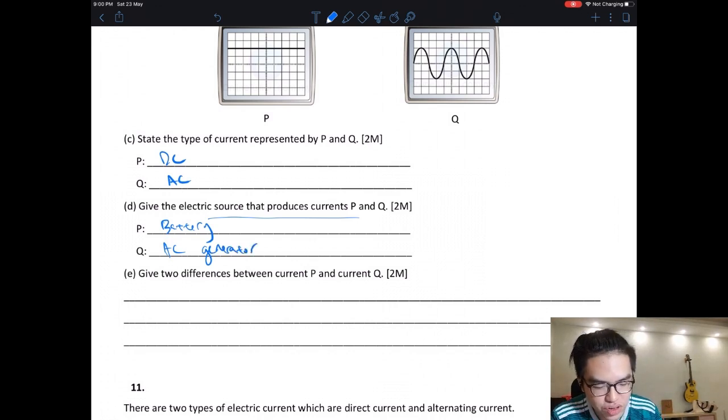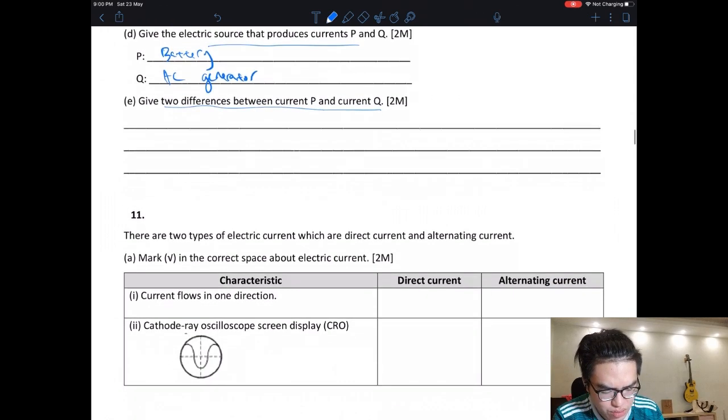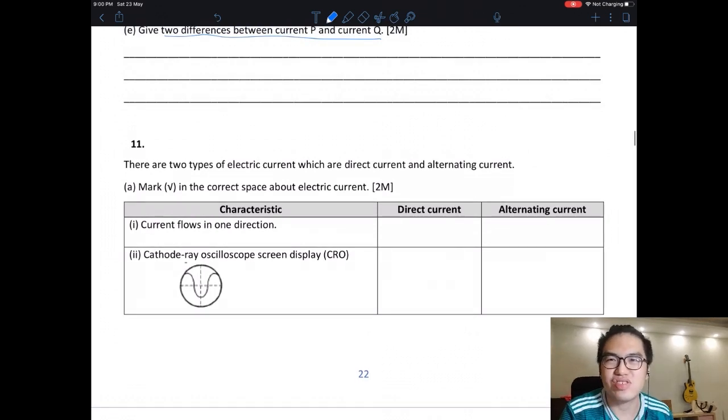Give two differences between P and Q. So many, what are the differences? You just write it yourself. Two differences: one direction, many directions. And the magnet is one is changing, one is not changing. Write it yourself.